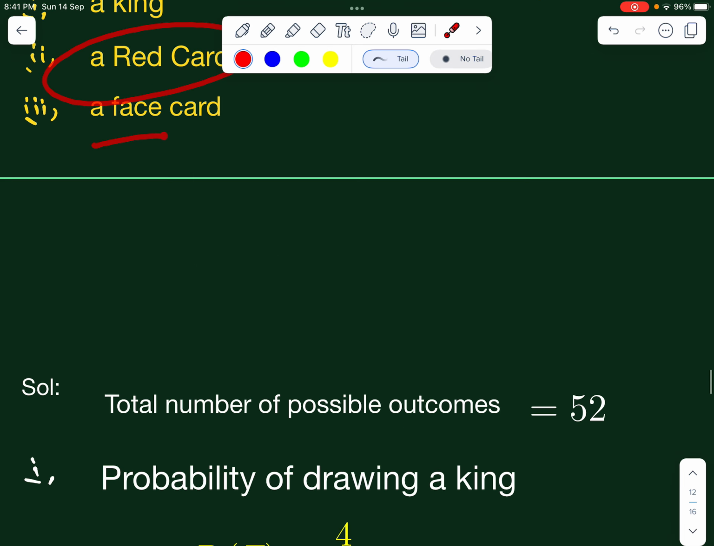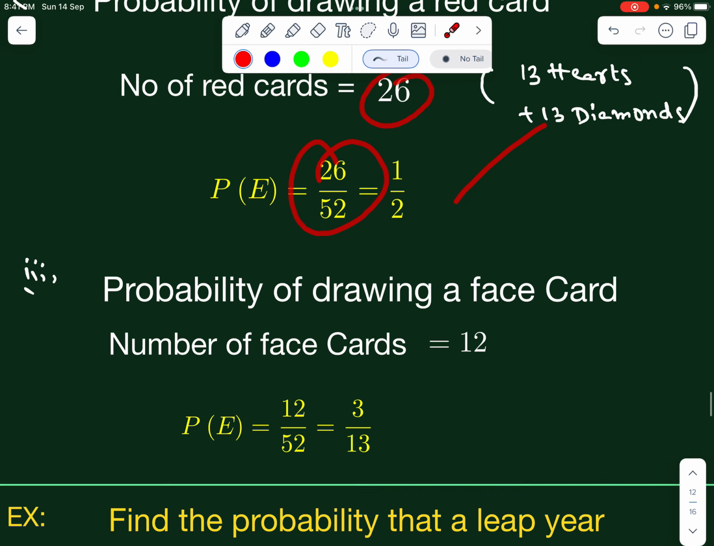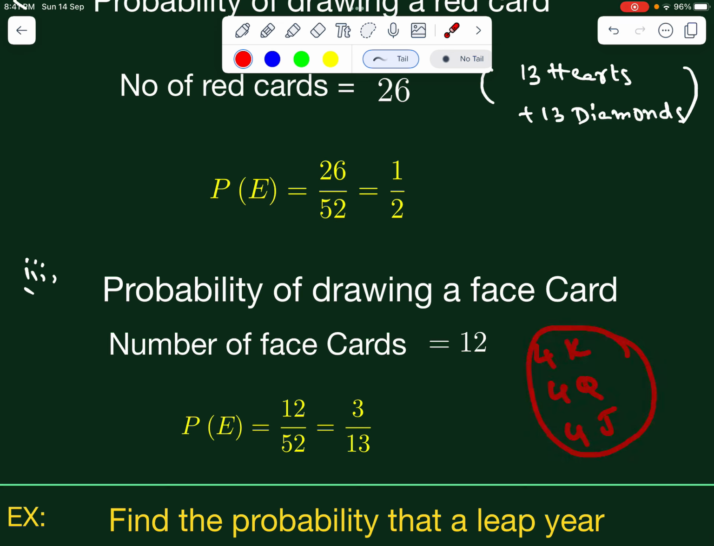Third question, face card. How many face cards do we have? 4 kings, 4 queens, 4 jacks. Total 12 cards. Therefore, by the formula, P of E is equal to 12 by 52, favorable outcomes by total outcomes. Therefore, 12 by 52, which is 3 by 13.